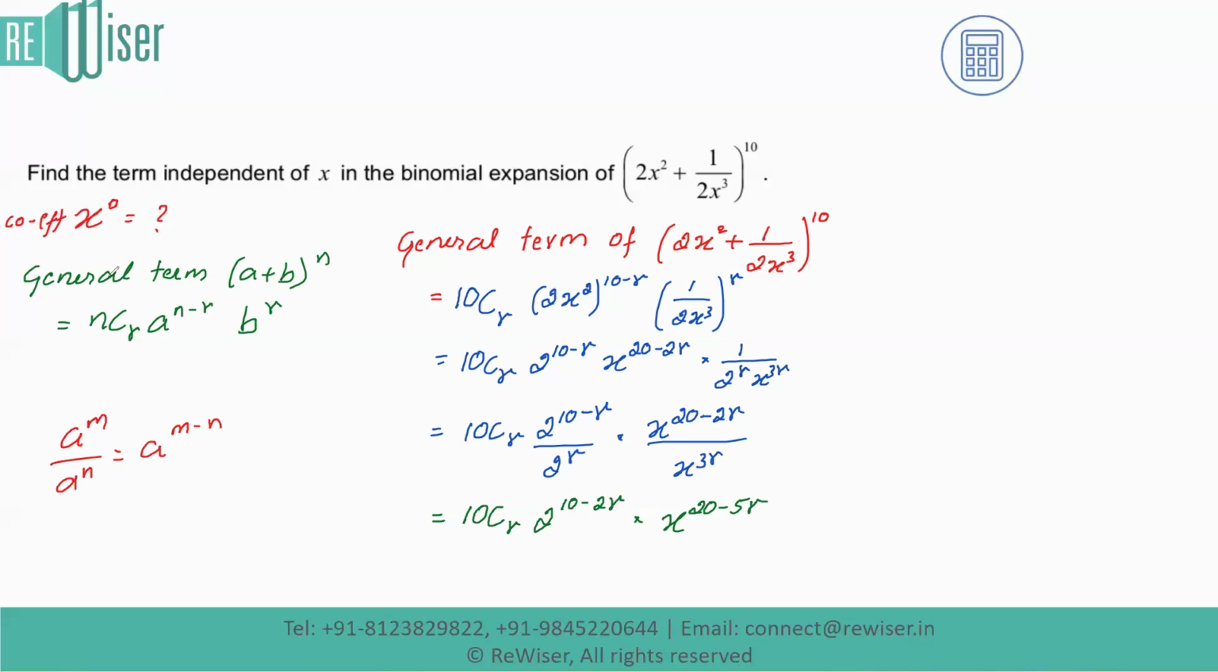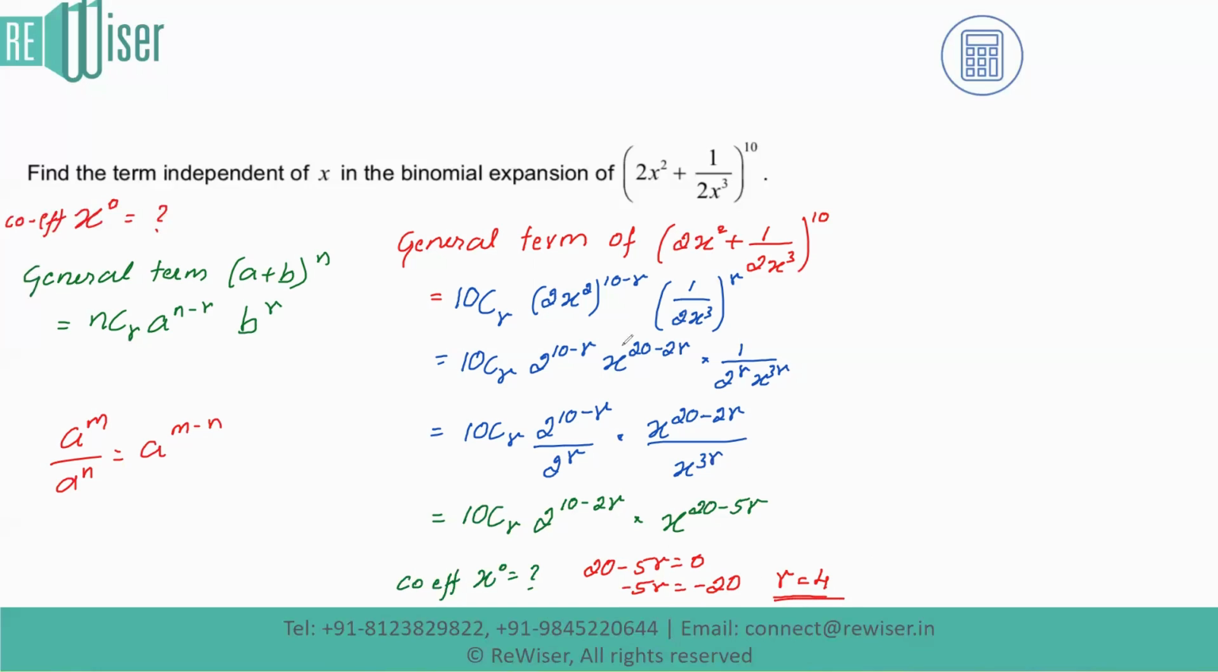Now we need to find the coefficient of x to the power 0. So for what value of r would this be equal to 0, giving x to the power 0? We can find that by equating 20 minus 5r to 0. This simplifies to minus 5r equals minus 20, which gives r equals minus 20 over minus 5, which is positive 4. The value of r is 4.